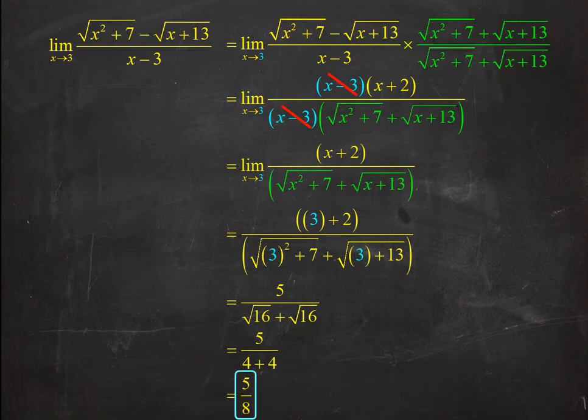So the limit as x goes to 3 of the square root of x squared plus 7 minus the square root of x plus 13, divided by x minus 3, is 5 over 8. And we obtain that answer by multiplying the expression by the conjugate, the square root of x squared plus 7 plus the square root of x plus 13, on both the numerator and the denominator.